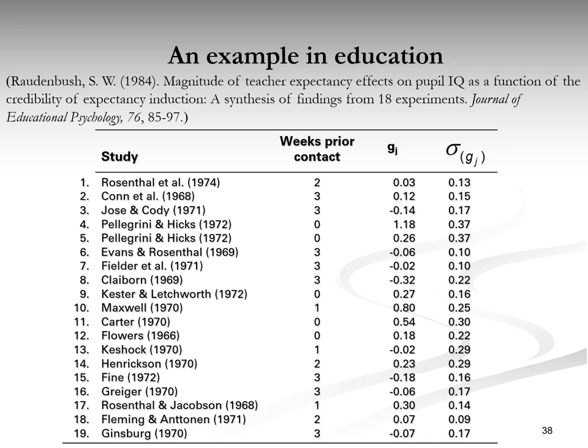An example. Let's go back to the example of Raudenbusch about the teacher expectancy effects. So we have our 19 observed effect sizes together with their standard errors, so the square root of the sampling variances, and we have different categories of studies. In some studies, there was no prior contact between students and teachers. In other studies, there was 1 week of prior contact, in other studies 2 weeks, or in still other studies 3 or more than 3 weeks.